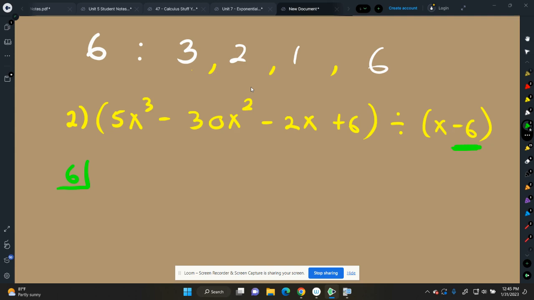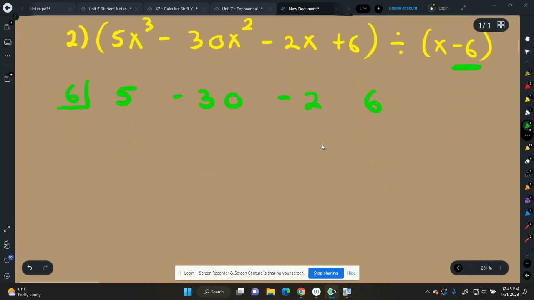5 or negative 30. These are called the coefficients. The coefficients are the numbers in front of the variables, okay? So that's what we put along the top. Now we bring down the first number, so we bring down the 5, and then we multiply.